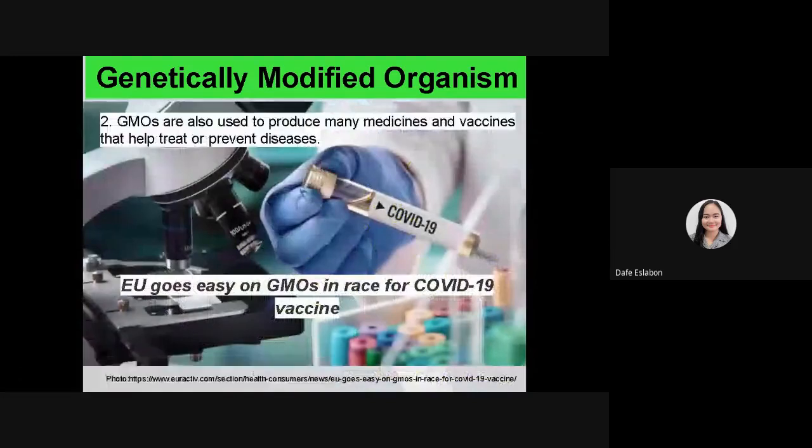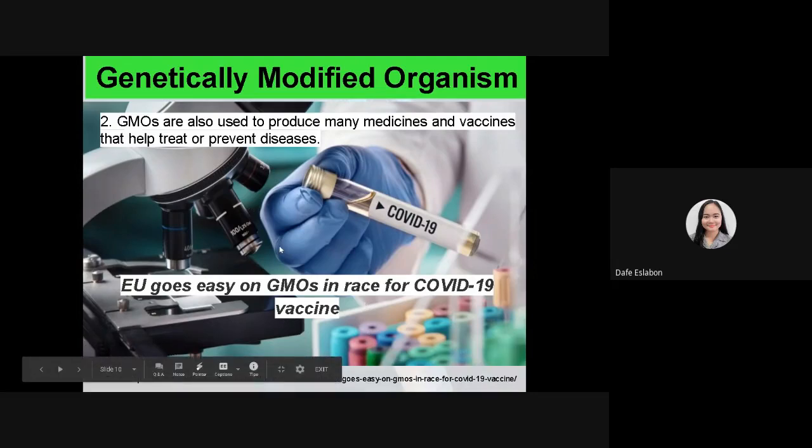Second, GMOs are also used to produce many medicines and vaccines that help treat or prevent diseases. For example, the threat of pandemic today, which is the COVID-19 virus. This has led to the use of biotechnology or GMO in the formulation of medicine, like the vaccine for the COVID-19 pandemic. And for this picture, this goes with the European countries going easy on GMOs and rights for the COVID-19 vaccine. So GMO is also used to develop vaccine and medicine, especially for the COVID-19 virus.